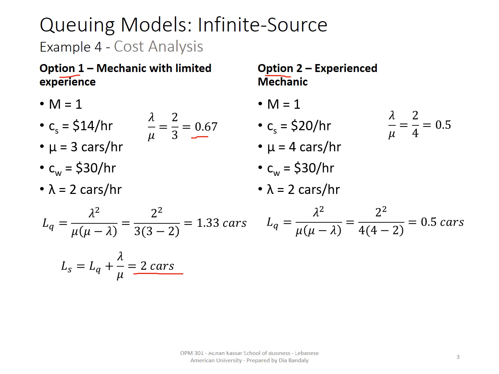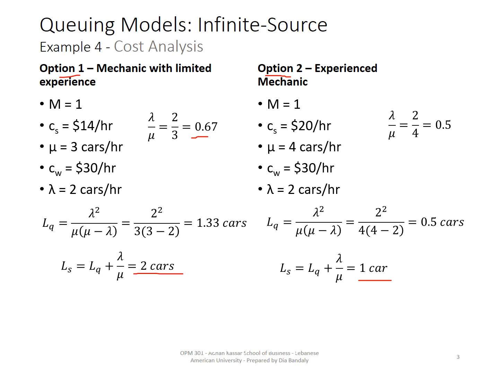Let's see what happens in the second option. Of course, you can guess that from the LQ. LS now is exactly half, one car. You see what an experienced mechanic can do for you. With only one car more in the service rate, you can decrease your LS by half.